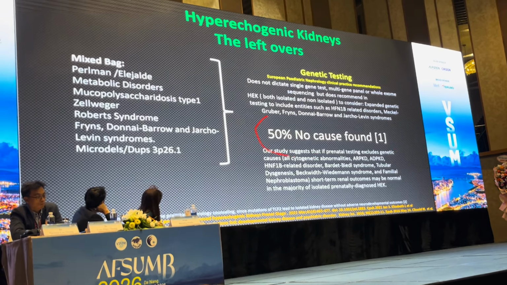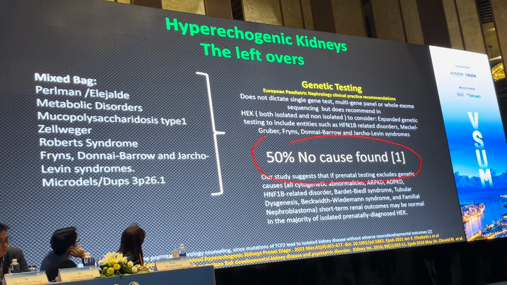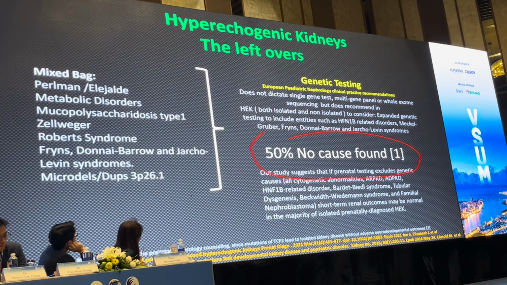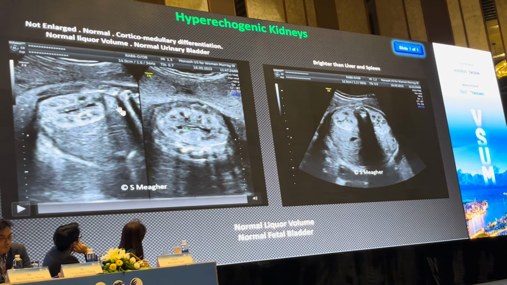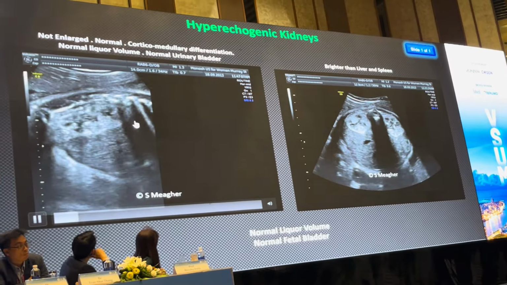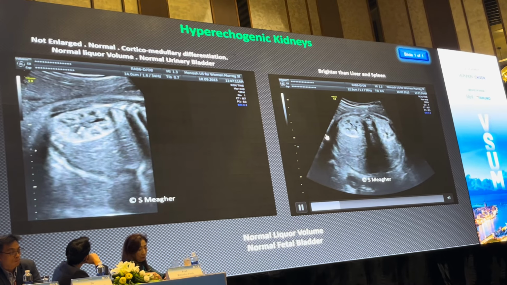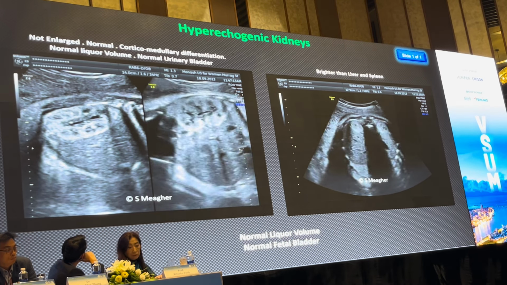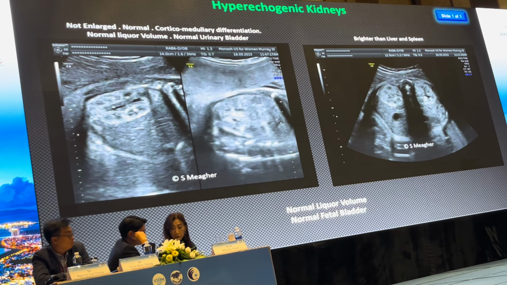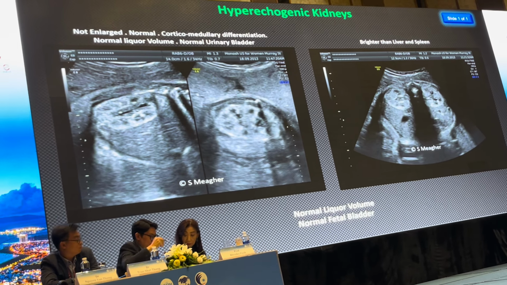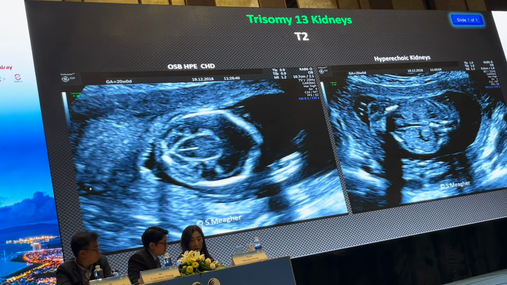But in 50% of these that present that don't fit into a category where no cause is found, the outcome for these is very, very good. The patients need to be counseled favorably. So these are examples of patients who were investigated for all of the conditions above, who present with hyperechogenic kidneys, normal corticomedullary differentiation, increase in renal size, but no cause was found. Liquor volume was normal, bladder volume was normal, and the outcome for these babies was normal.